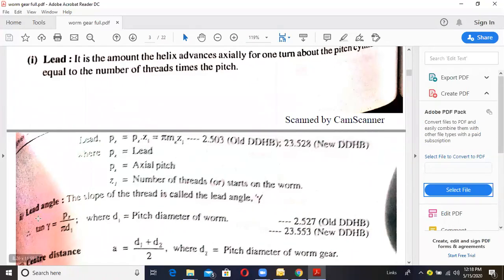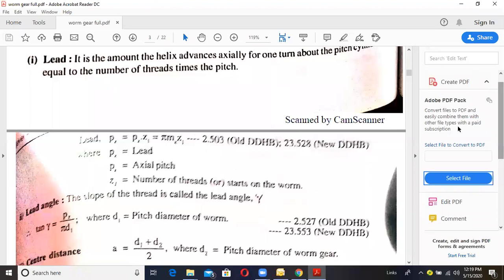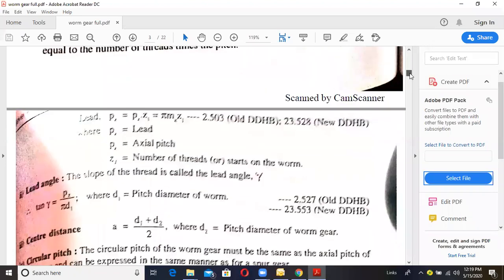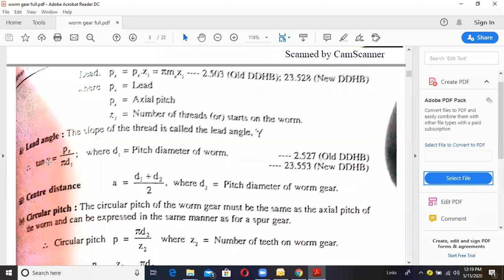Next, lead angle. I told that lead angle is nothing but gamma. The slope of the thread is called the lead angle, and that angle can be calculated by using the formula tan gamma is equal to Pz divided by pi d1. We are going to calculate gamma. Therefore, gamma is equal to tan inverse of Pz divided by pi d1.